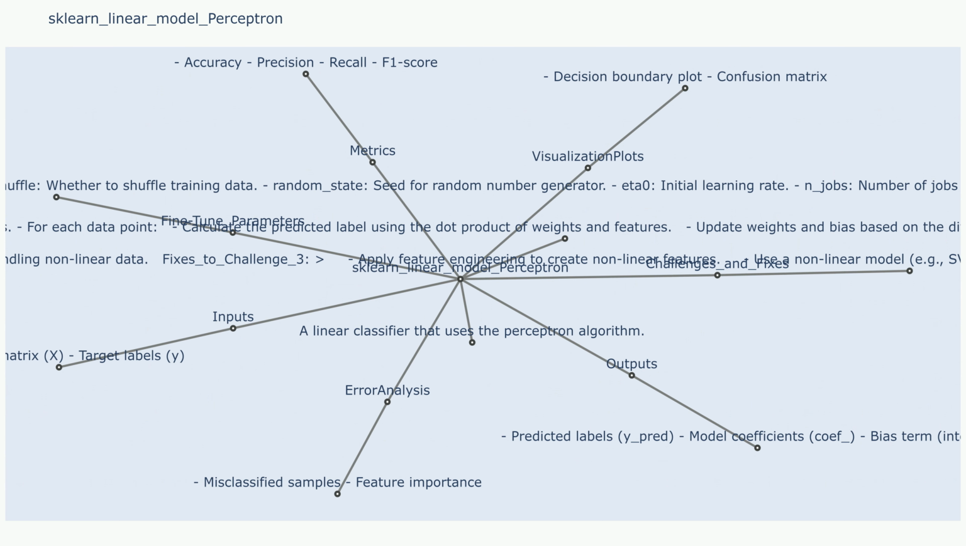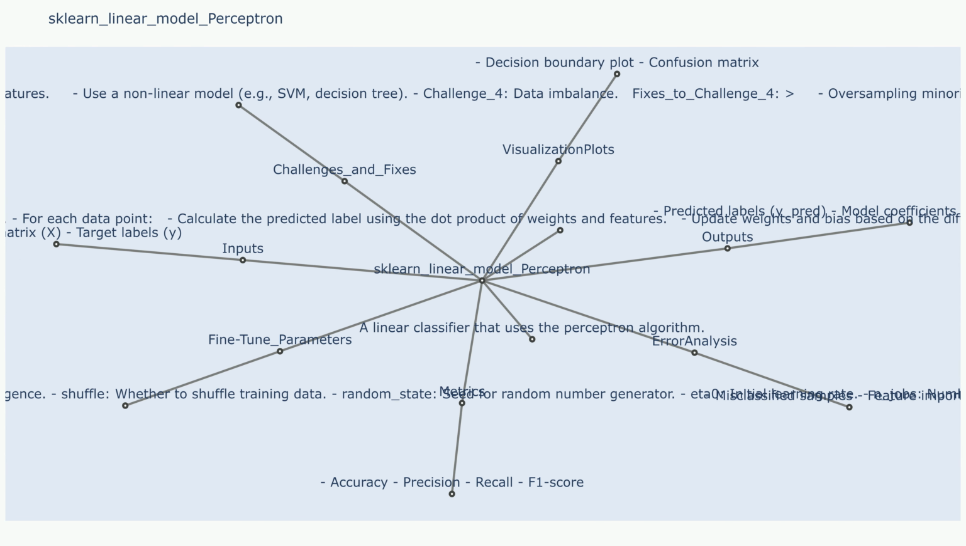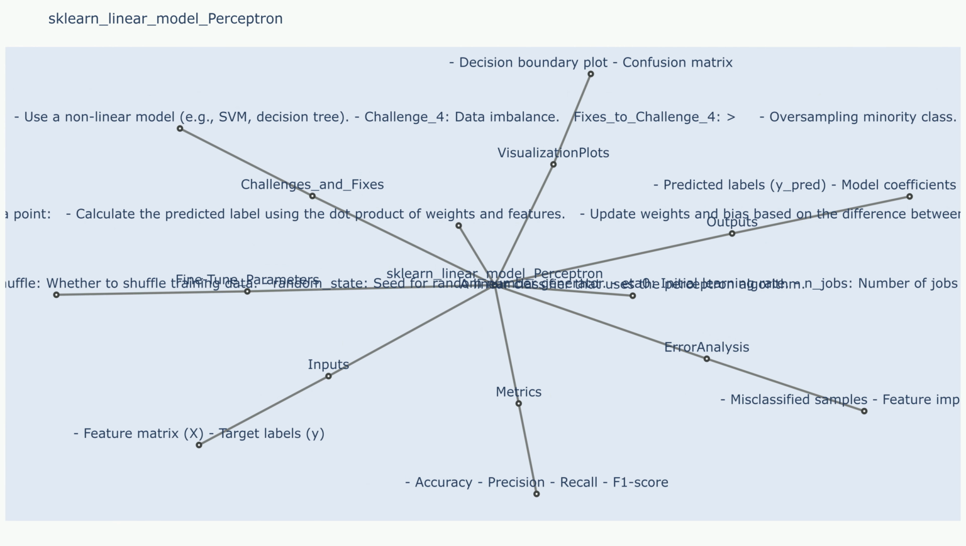Fine-tune parameters. Penalty: the penalty term to be added to the loss function. It can be L1, L2, or elastic net. The default is L2. Alpha: the regularization parameter. It controls the strength of the penalty term. The default is 0.0001. Fit_intercept: whether to fit an intercept term.